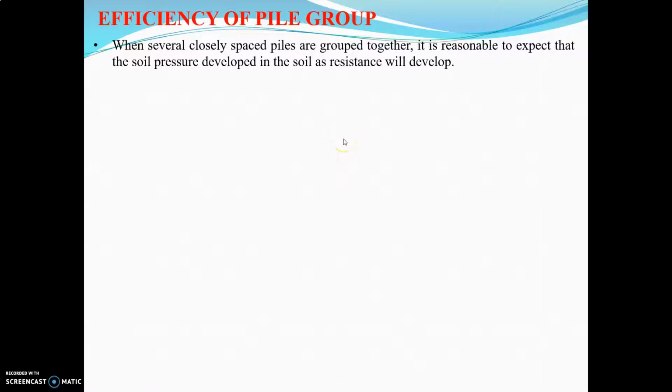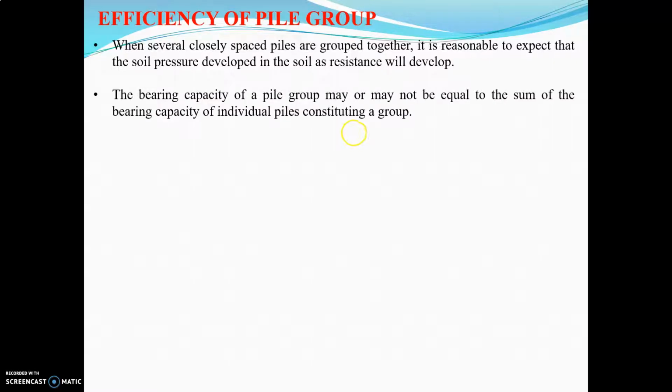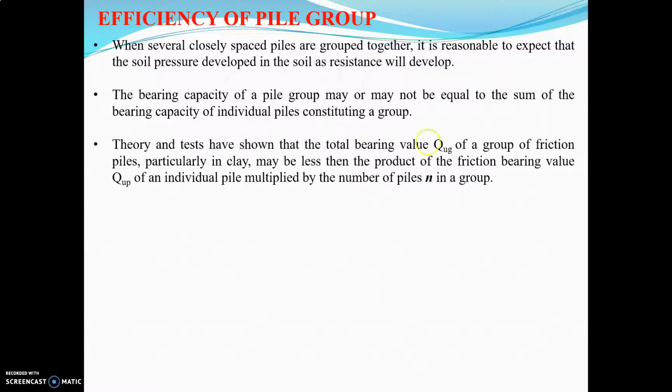When several closely spaced piles are grouped together, it is reasonable to expect that the soil pressure developed in the soil as resistance will develop. The bearing capacity of a pile group may or may not be equal to the sum of the bearing capacity of individual piles constituting a group. Theory and test have shown that the total bearing value QUG of a group of friction piles, particularly in clay, may be less than the product of the friction bearing value QUP of an individual pile multiplied by the number of piles n in a group.